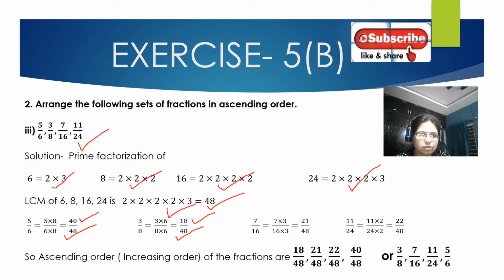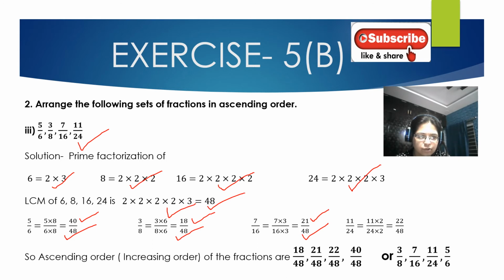Now we have to convert 7 divided by 16 into an equivalent fraction. Multiplying the denominator 16 by 3, we get 48. So we have to multiply the same number 3 with both numerator and denominator. Multiplying the numerator 7 by 3, we get 21, and multiplying the denominator 16 by 3, we get 48. So 7 divided by 16 and 21 divided by 48 are both equivalent fractions.